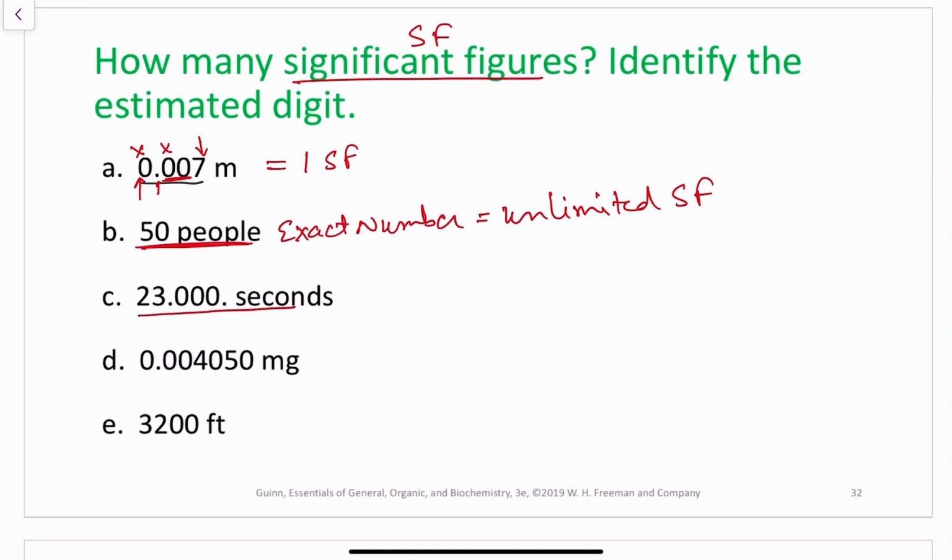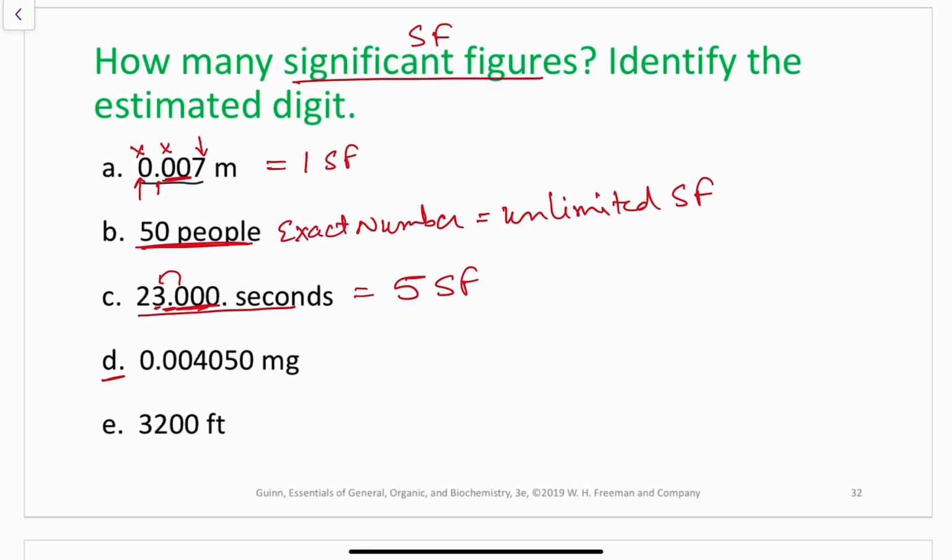This number of seconds, we have a decimal. So we have 3 trailing zeros and a decimal, and in front of the zeros we have a non-zero number 3. So all the zeros become significant. So we have 1, 2, 3, 4, 5. 5 significant figures.